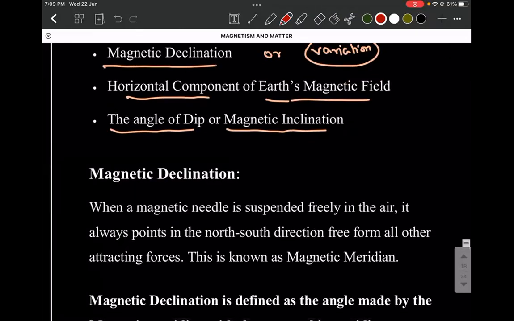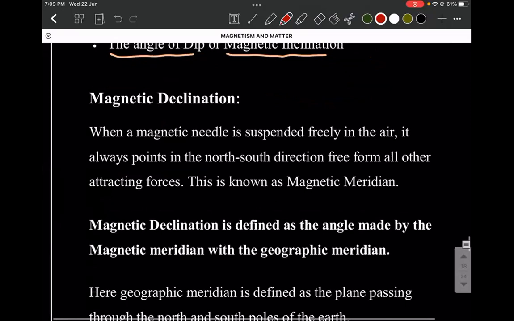Is that clear? It is defined as the angle made by the magnetic axis and the geographic axis. Books mainly try to speak in terms of meridian. Now you have one plane like this, the magnetic plane, the magnetic meridian. You have the geographic meridian like this. If you're able to measure the angle between them, this is the angle. So if you're able to measure this angle, you call it magnetic declination.